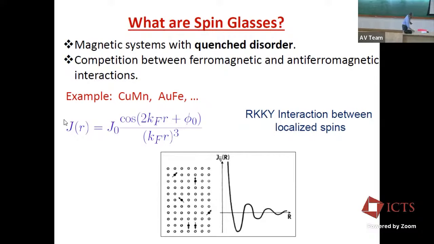There are many other examples of spin glasses, but one doesn't have to worry about all of them, because in some sense the physics is pretty much similar, irrespective of which particular spin glass you are looking at. The basic ingredients are this quench disorder that doesn't change as a function of time, and this competition between ferro and antiferromagnetic interactions. So you cannot have either ferromagnetic order or antiferromagnetic order. If there is some kind of order, it has to be something different from both ferromagnetism or antiferromagnetism.